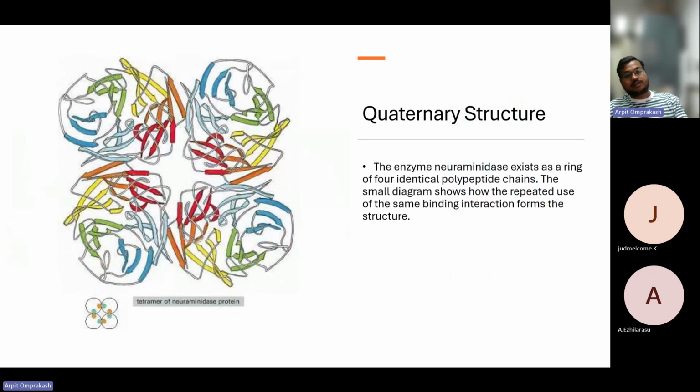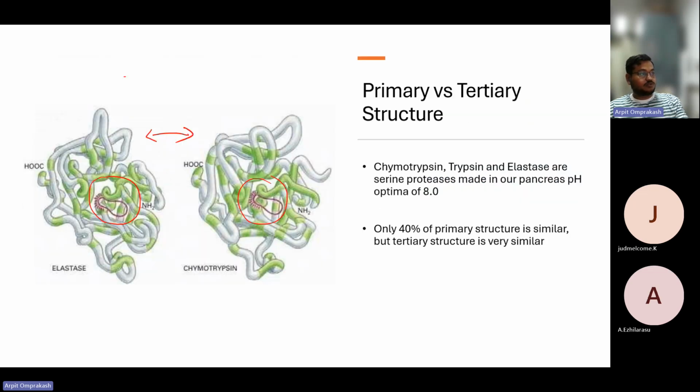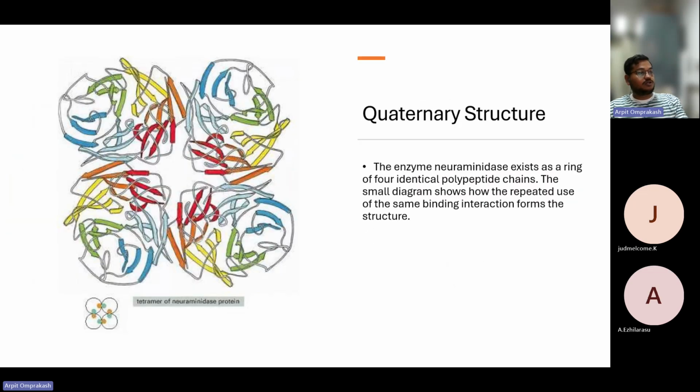Next, going above the tertiary level, we have what is called the quaternary structure of a protein. As we talked about before, neuraminidase is an enzyme that is a tetramer of four polypeptide chains. The same monomer, the same peptide chain, binds 4 times to form a molecule like this. We see similar red, yellow, blue, and green beta sheets present. It's just rotated in a way so that they can align and bind to each other.